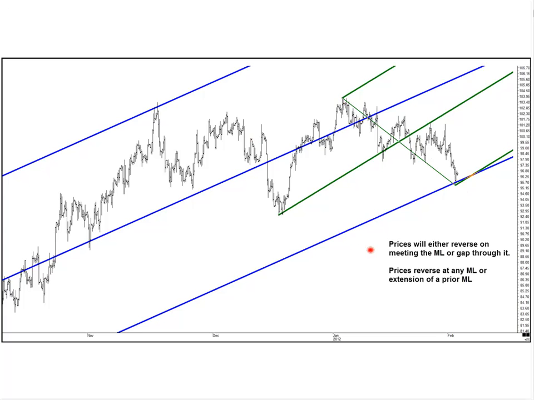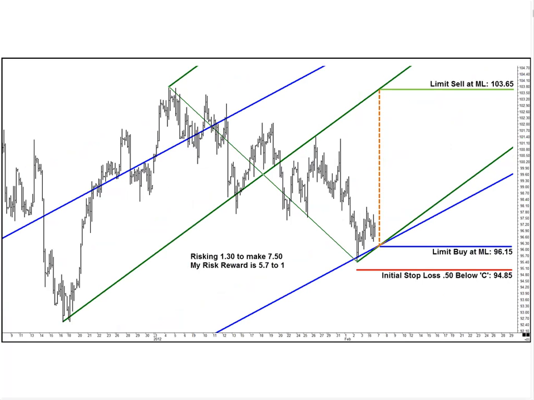We know prices will either reverse on meeting the median line or gap through it. And price will reverse at any median line or the extension of a prior median line. So we're down at an extension of the median line, which is the median line parallel right down here. Now, prices are either going to reverse on meeting the median line or they're going to accelerate through. Price turns around. We've already gone blue to blue. We're at an area where price should run out of energy.